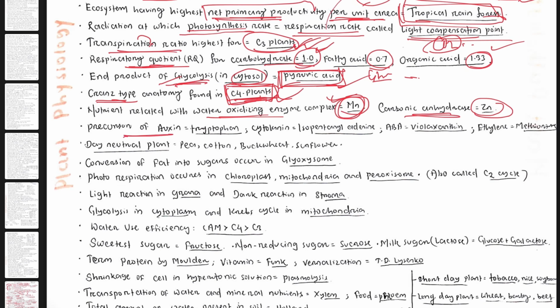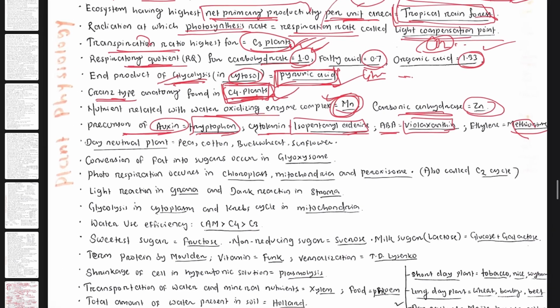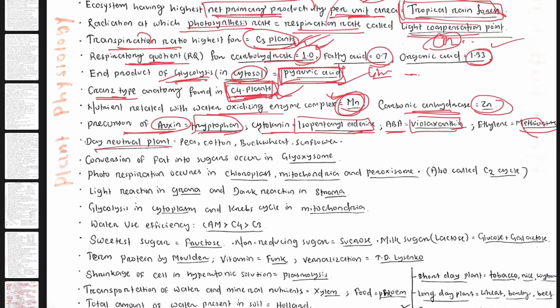Precursors: there are different hormones, some growth promoter and growth retardant hormones. They are precursors, meaning from where they are synthesized. Let's see: auxin from tryptophan, cytokinin from isopentenyl adenine, ABA from violaxanthin, and ethylene from methionine, right? So these are certain precursors of different hormones. Then some plants are day neutral plants, some are short day plants, some are long day plants, right?